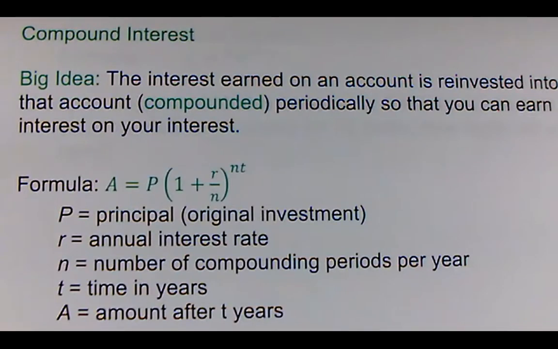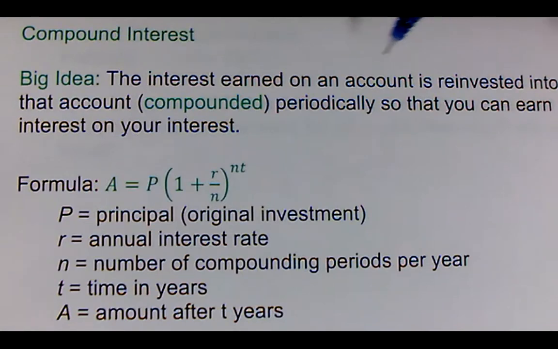So the big idea of compound interest is that the interest you earn on an account is reinvested into the account periodically, and that is referred to as compounding. And the purpose of that is that you can earn interest on your interest. So compounding, for example, might be done monthly. The interest for a month is calculated. That interest that's earned is put back into your account. The next month you earn not only on your initial contribution, but also on the interest from the first month.